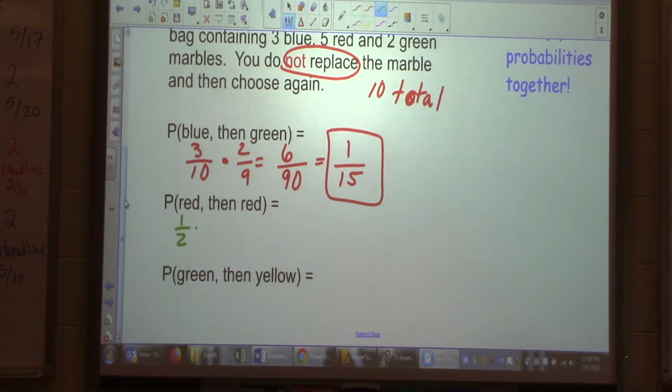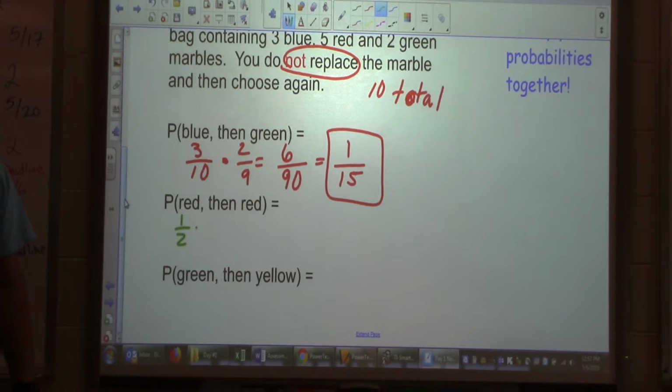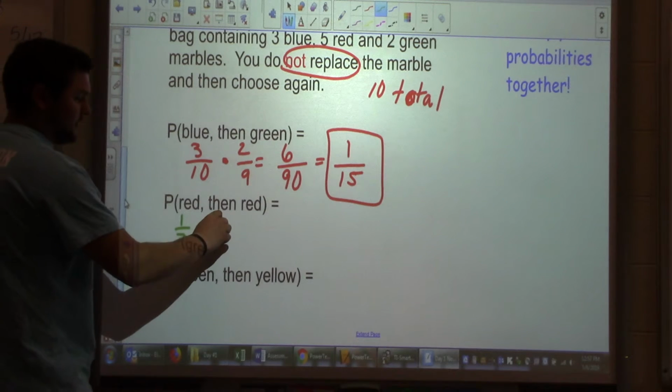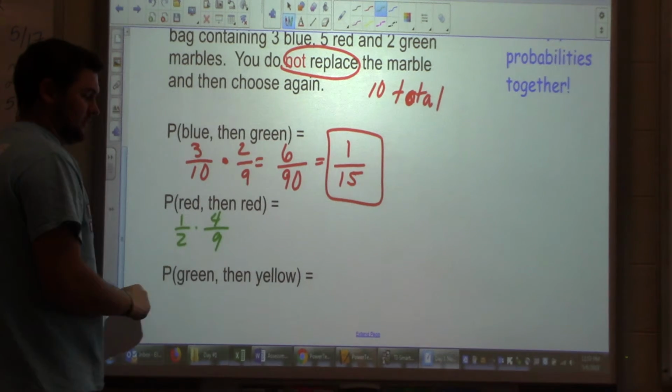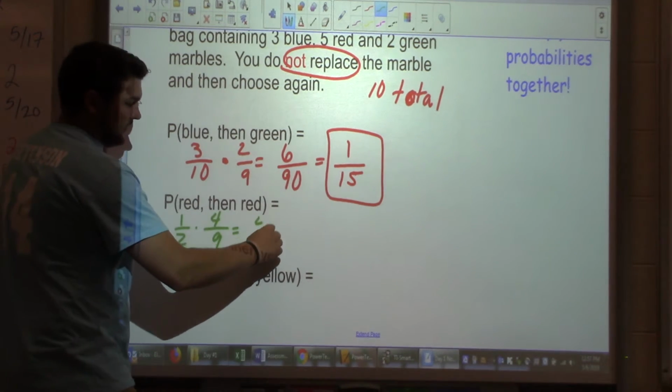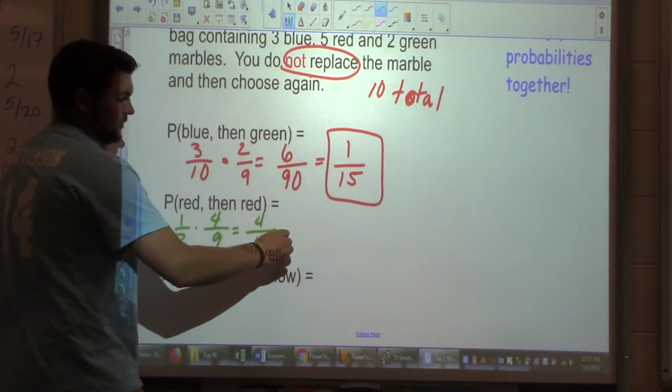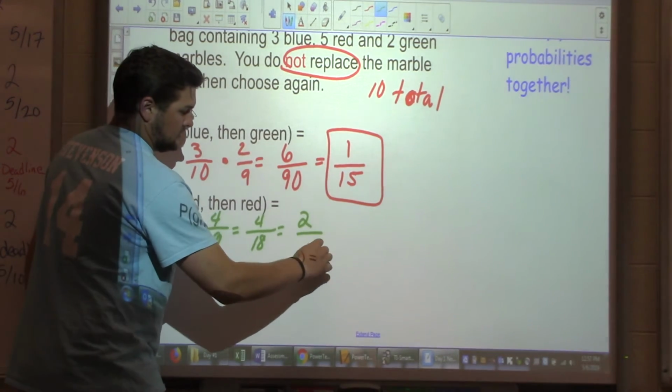Well then, what would be the probability of picking another red after that? We were talking about something before that. If I took one red out already, and I set it to the side, what's the probability I pick another red? 4 out of 9, right? There's 4 reds left, and there's 9 total. So I get 4 over 18, which reduces to 2 over 9.